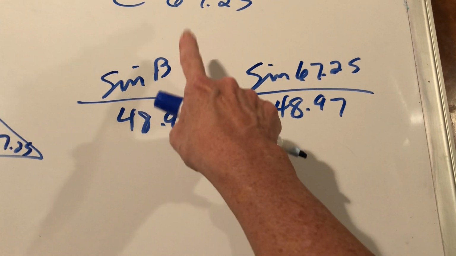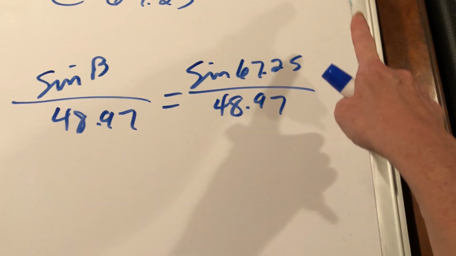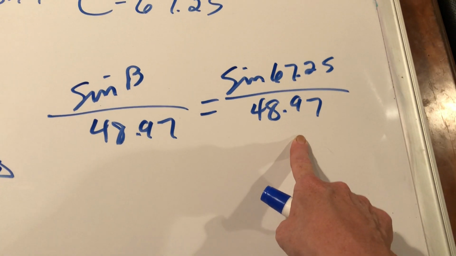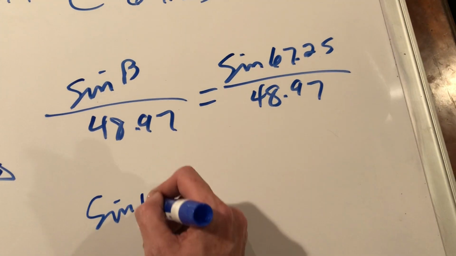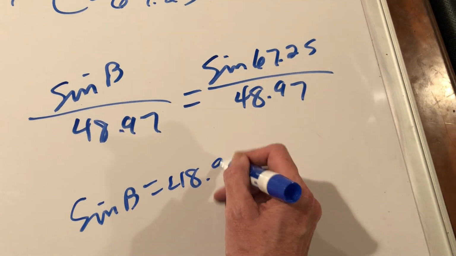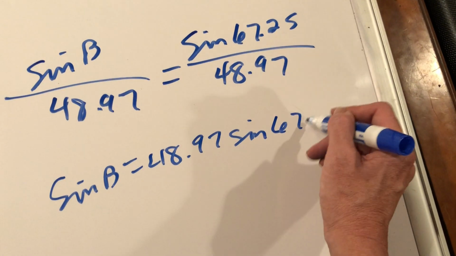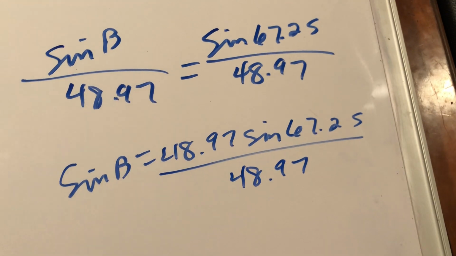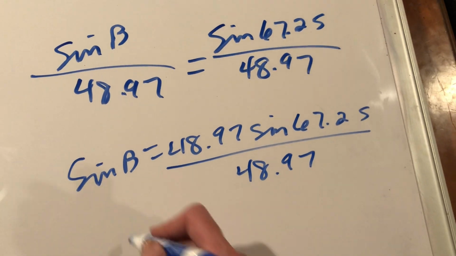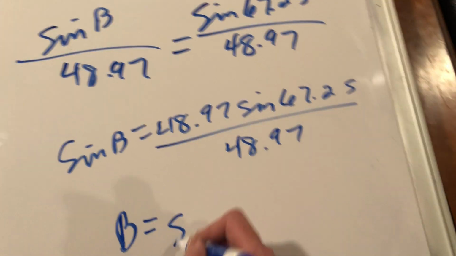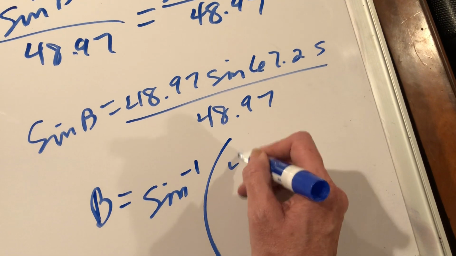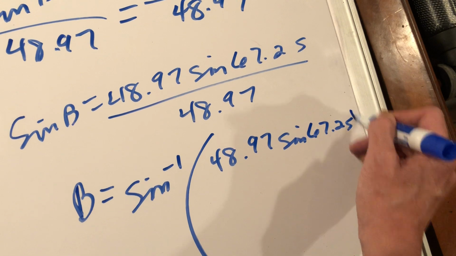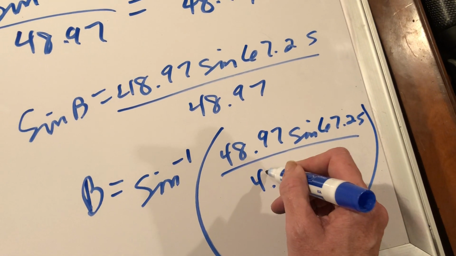You want to put the angle on top. So sine of B over 48.97, sine 67.25 over 48.97. So then, again, just one move. The sine of B is 48.97 sine 67.25 over 48.97, okay? Now we have to actually find the angle measure. So B is going to be the inverse sine of 48.97 sine 67.25 over 48.97.